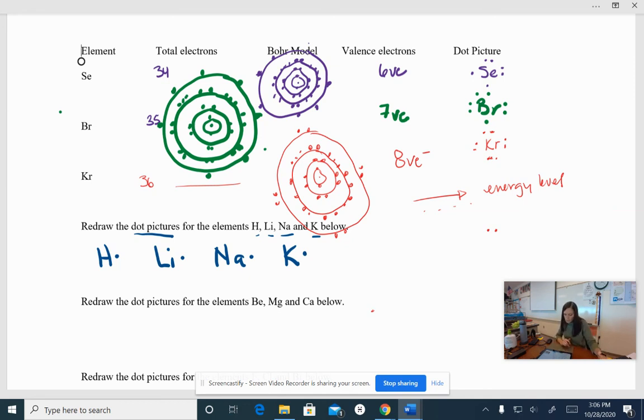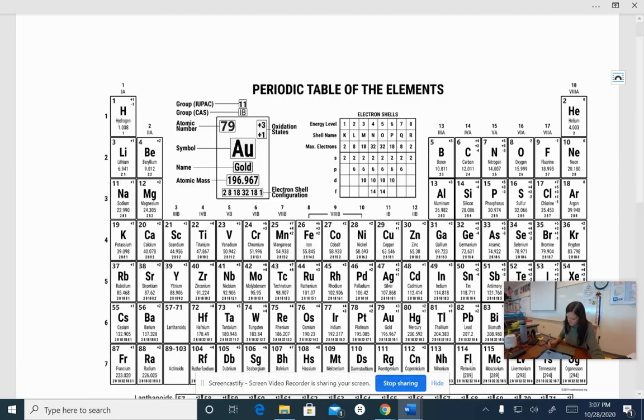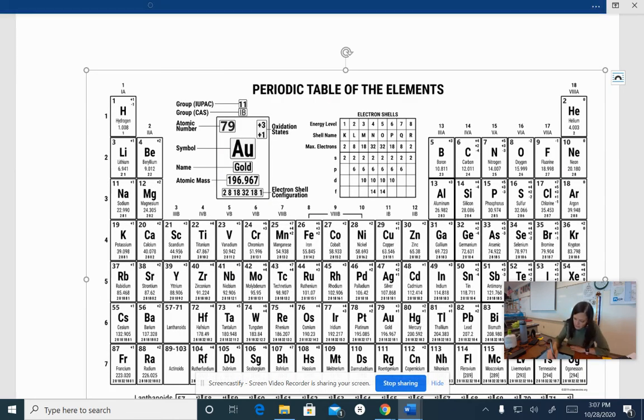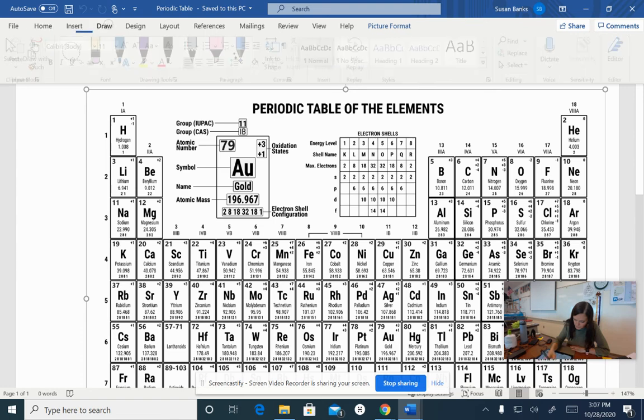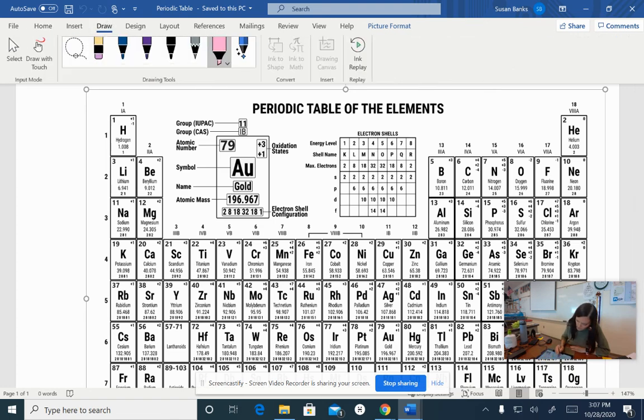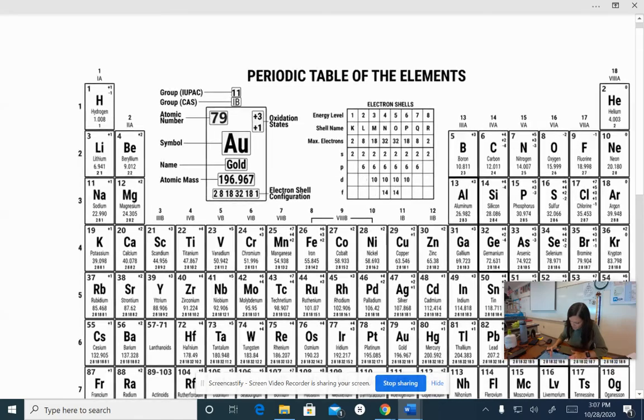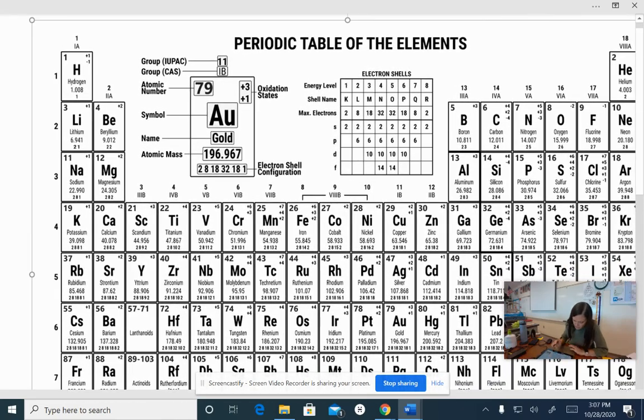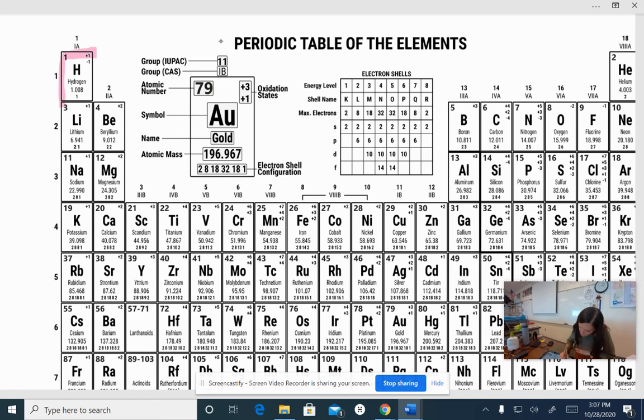So, what do hydrogen, lithium, and sodium all have in common? They are all in the first column of the periodic table. So if I look at the periodic table, I'm going to highlight this first column. We have all of those elements that we just talked about in this first column. So we have hydrogen, lithium, sodium, and potassium.